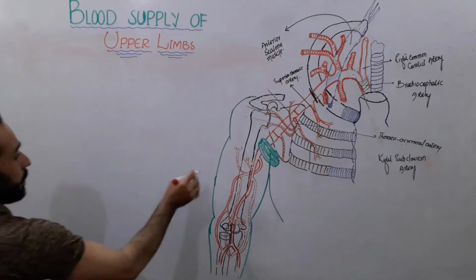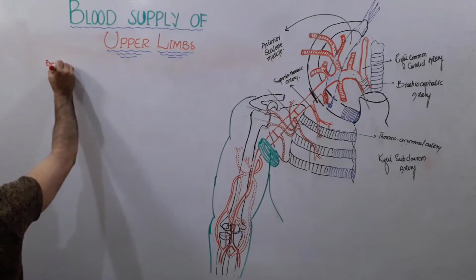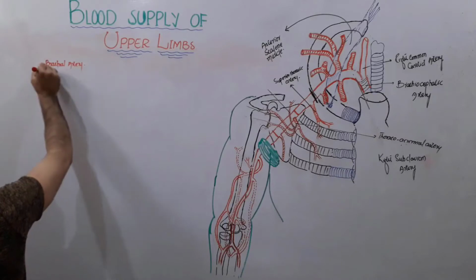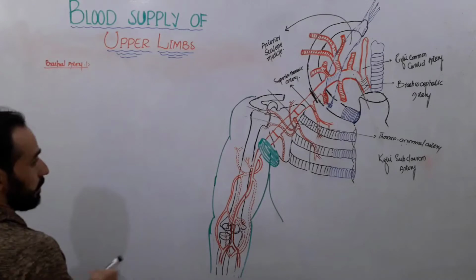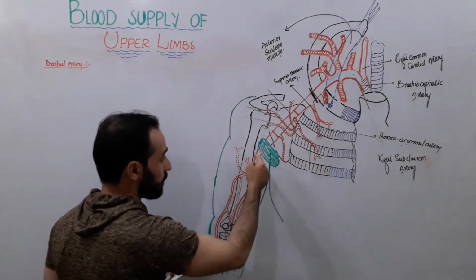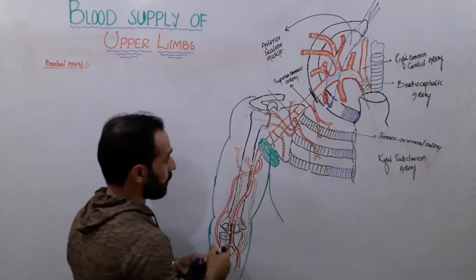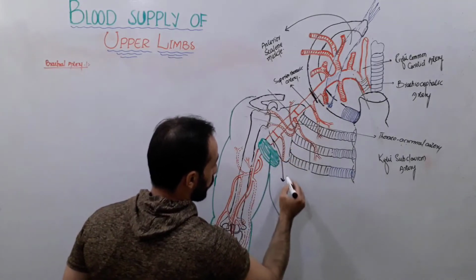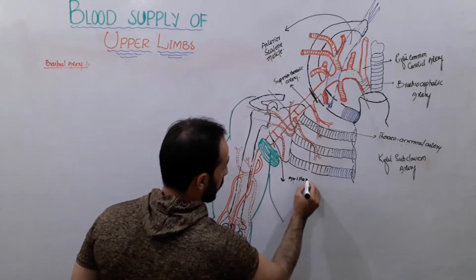Dear friends, what is the brachial artery? The upper limb is mainly supplied by the brachial artery. It is not a branch; it is the continuation of what? The axillary artery. You can see from here up to here, this artery is known as the axillary artery.